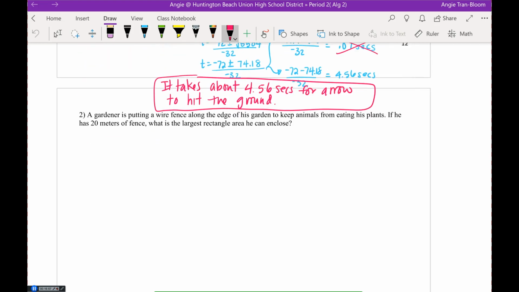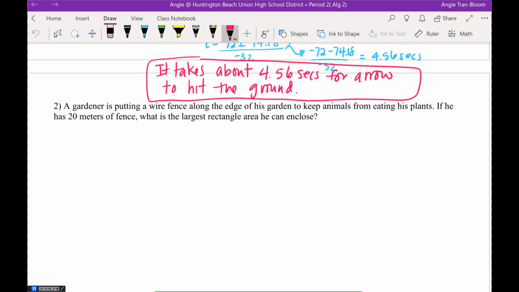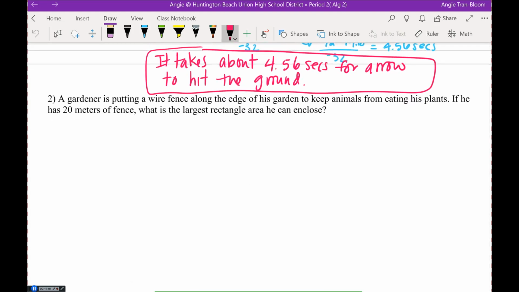All right, can you help me read example number two? Brayden, help me read example 2. Wire fence along the edge of his garden to keep his animals from being spoiled. He has 20 meters of fence. What is the largest rectangle area he can enclose?